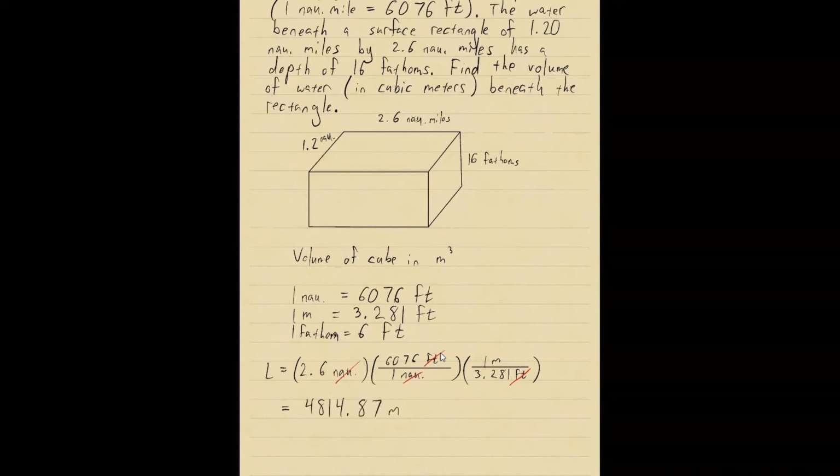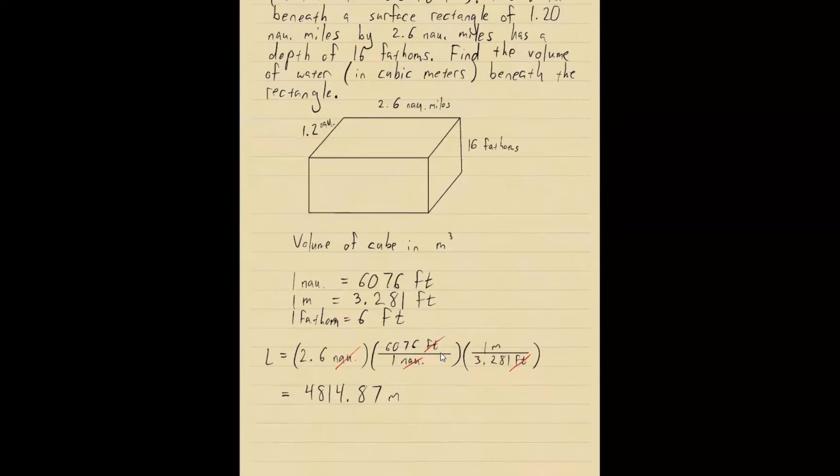Okay, that's just our length. Now our width, we're going to do the same thing. Our width is 1.2 nautical miles. 1.2 nautical miles. And we know that there are 6,076 feet in 1 nautical mile.